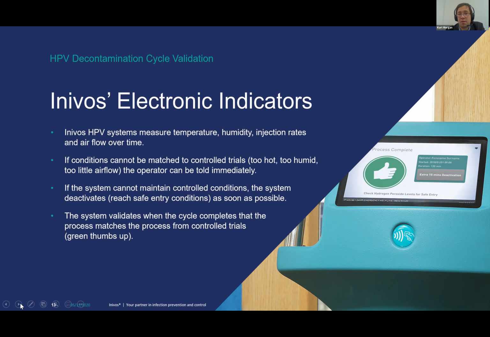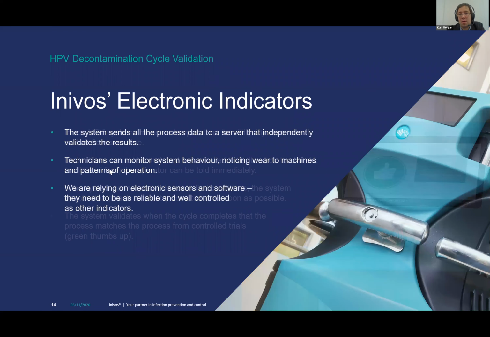On my final slide, Inivos systems send processor readings back to a central server. This independently checks that the results are correct and that cycle parameters have been met, and emails a report to validate the process is correct, which is useful for maintaining an audit trail.